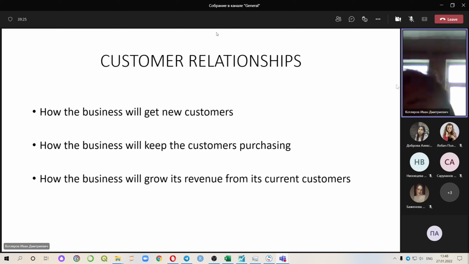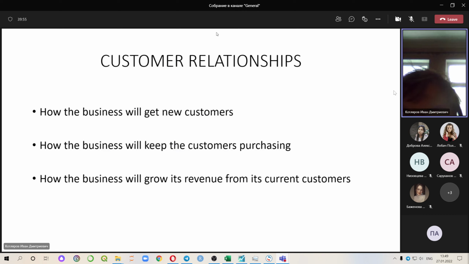Ladies and gentlemen, the final point in case of customers is customer relationships. It is a very important thing. In this case, you have to answer three questions. How will the business get new customers? So how do you plan to attract new customers? What tools will be used in order to start cooperation with new customers?